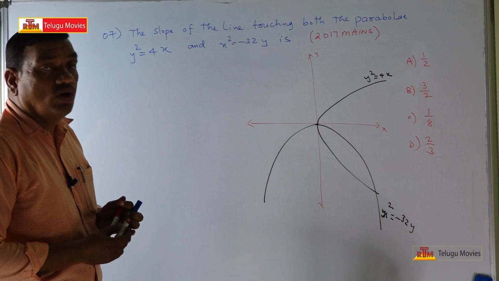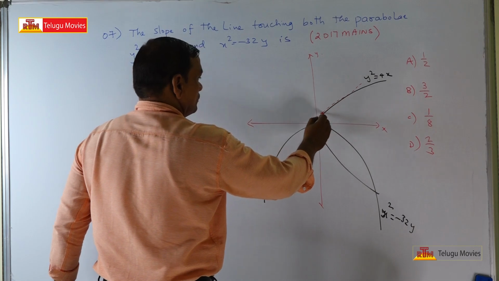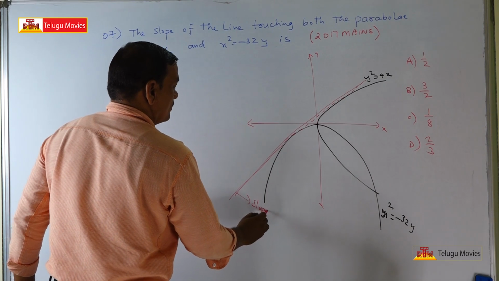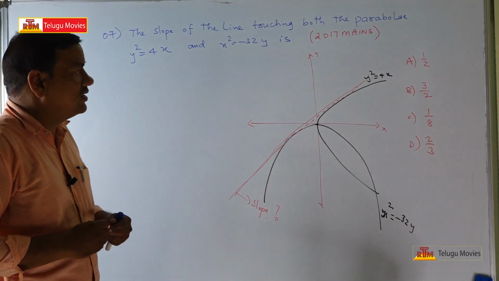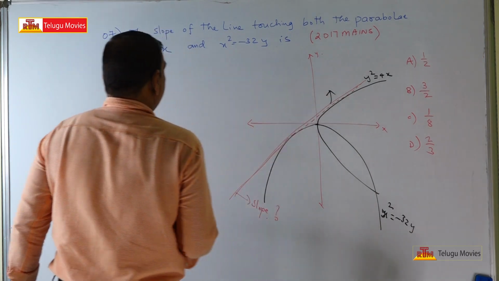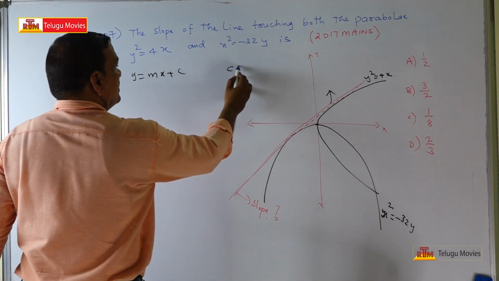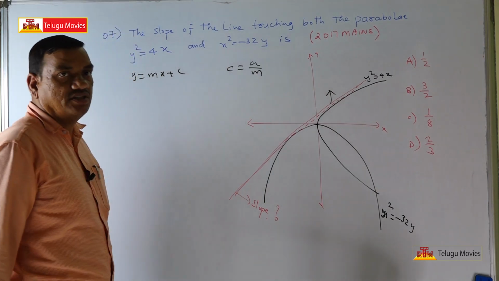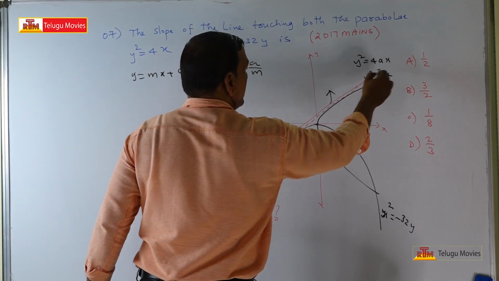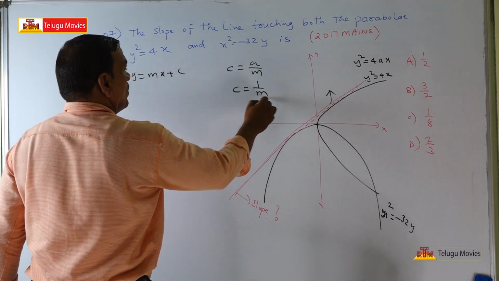Now you have to find the slope of the common tangent. For this line, you have to find the slope. What will be the slope? First, for y² = 4x, let the equation of this tangent be y = mx + c. We know the condition c = a/m. Comparing with y² = 4ax, 4a = 4, so a = 1. So c = 1/m.